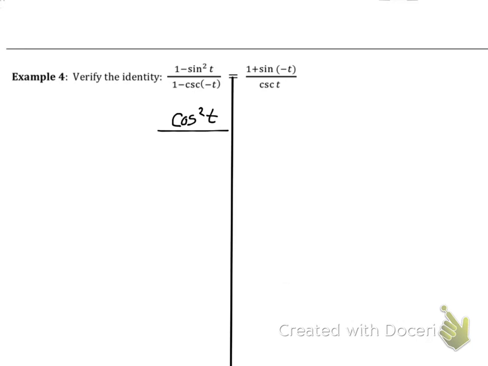JP, what's going to happen to that negative sign? Put it in front of cosecant. Yep. So it'd be 1 plus cosecant t.